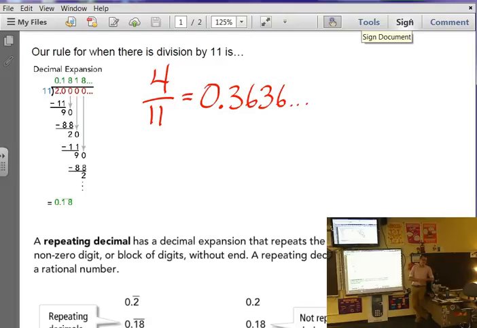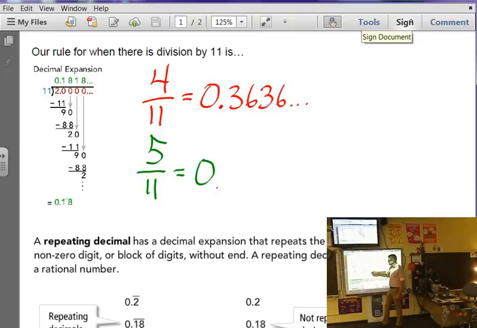Sam, did you figure it out? Yeah, the numerator is multiplied by 9, and that's the pattern. The numerator multiplies by 9, and that's what repeats. She's right. So 5/11ths, what would repeat? 45, right? Whitney already said.